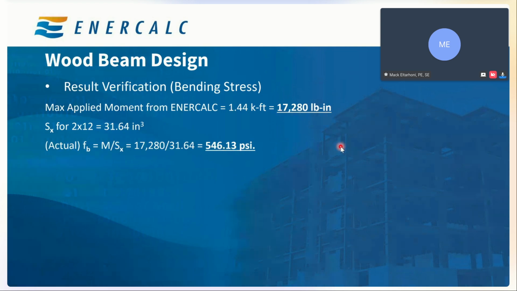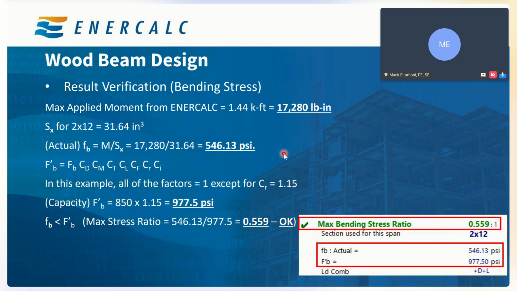So then the sectional modulus for a rectangular shape, Sx equals bd squared over 6, and that gives us 31.64 inch cubed. And the actual bending stress, the applied bending stress, is just the moment divided by the sectional modulus, and that will give us 546.13 psi. Now, what we need to do, we need to find the adjusted bending stress capacity from just the reference value. So we will use the bending stress design value from the NDS, and we'll multiply it by the modification factors. So all of the modification factors in this case, just to make things easy, we use them all 1.